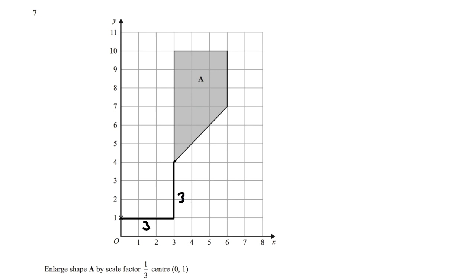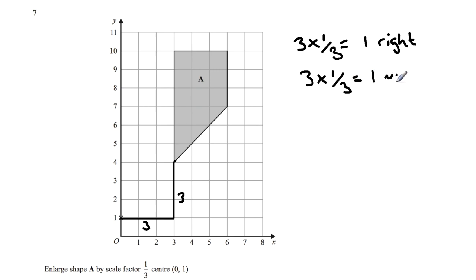Now the question says that we need to enlarge it by a scale factor of 1/3. So I'm going to multiply 3 going to the right by 1/3. So 3 multiplied by 1/3 equals 1. So we're going 1 to the right. And do the same again. So 3 times 1/3 equals going 1 up. So from the center O1, we're going 1 to the right and 1 up. So that's the new position over here.